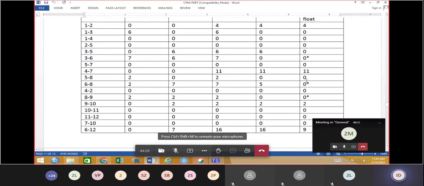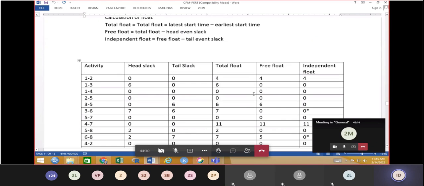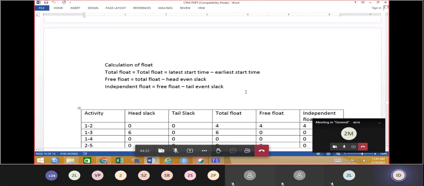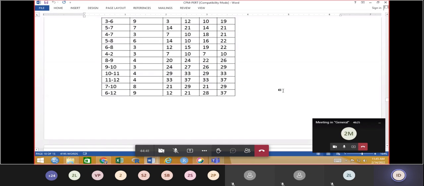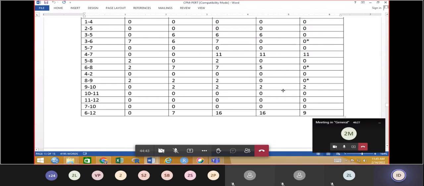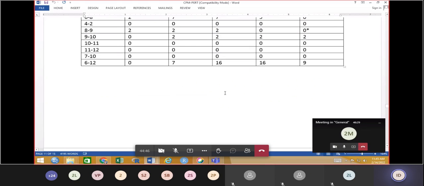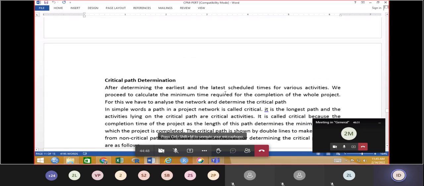What is negative, what is positive, what is zero, then what is float, what is total float, what is independent float, what is head event, what is tail event, what is free float, like that. What is earliest start time, what is earliest finish time, or their formulas. Such kinds of things are expected.